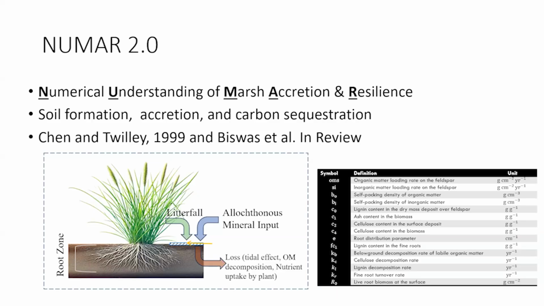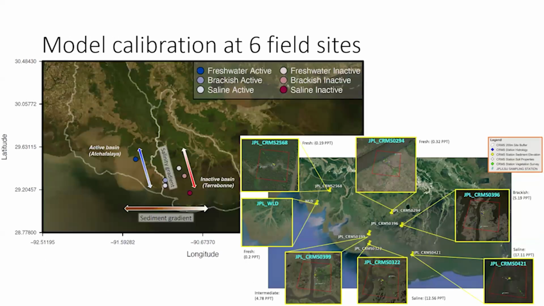And for the Delta X project, what Pradipta did was he ran this model, or calibrated the NUMAR model, for 6 field sites. And these 6 sites represent a salinity and a sediment gradient, but again, they're just 6 field sites, and we can't say necessarily that they represent the entire Atchafalaya and Terrebonne basins. If you're familiar with the CRMS sites, many of these are also CRMS stations, so we have a lot of additional information, but not necessarily everything we would need for NUMAR.